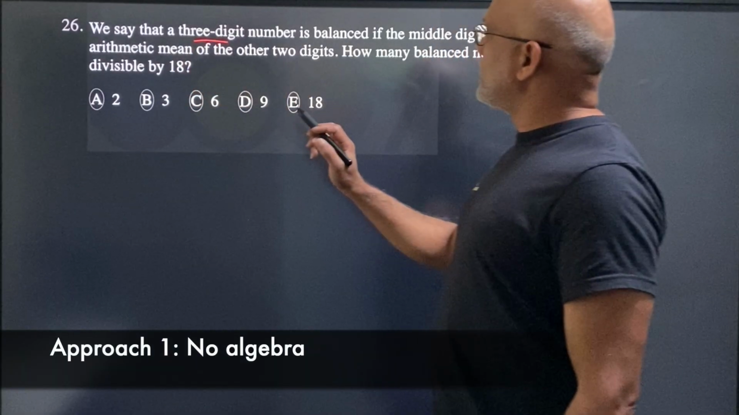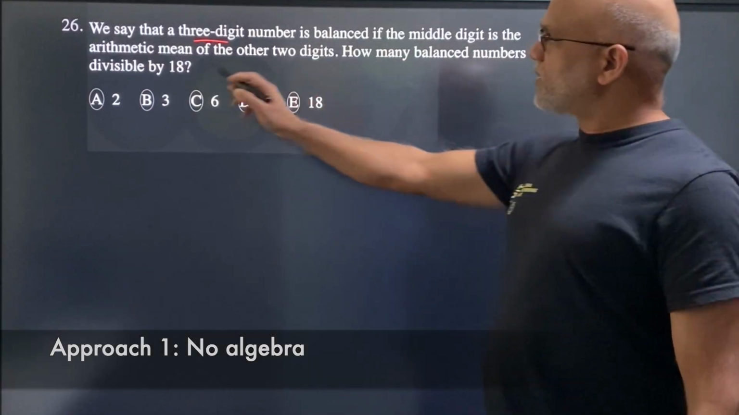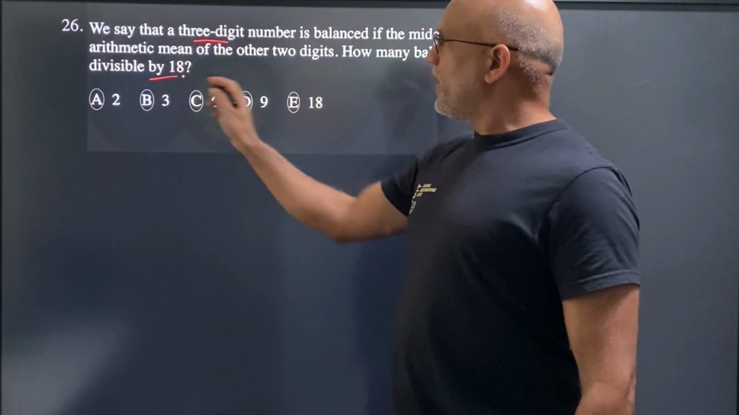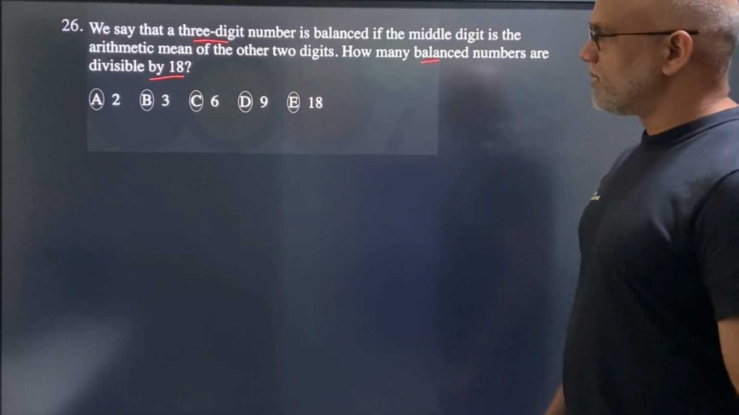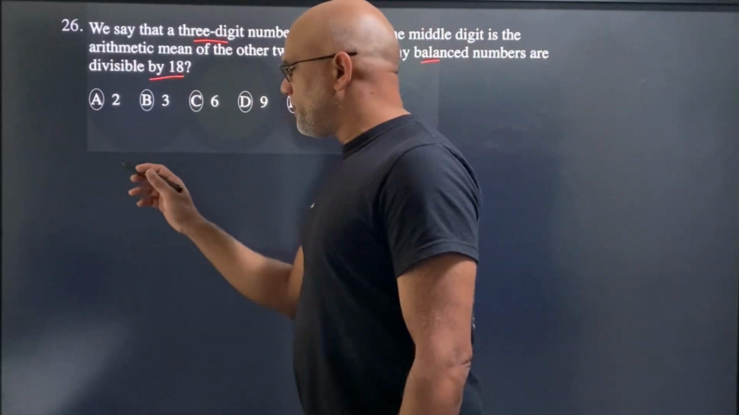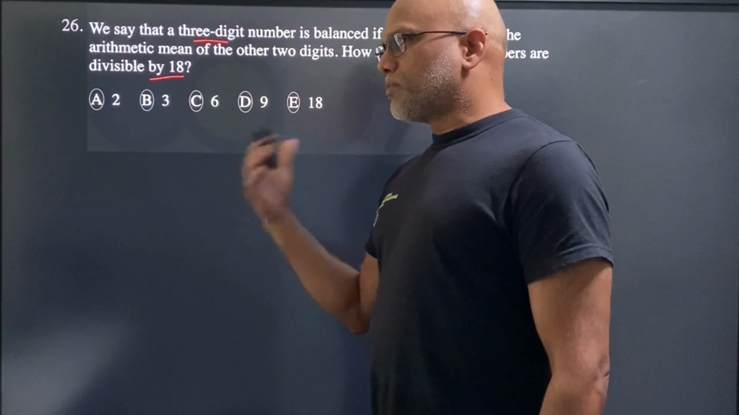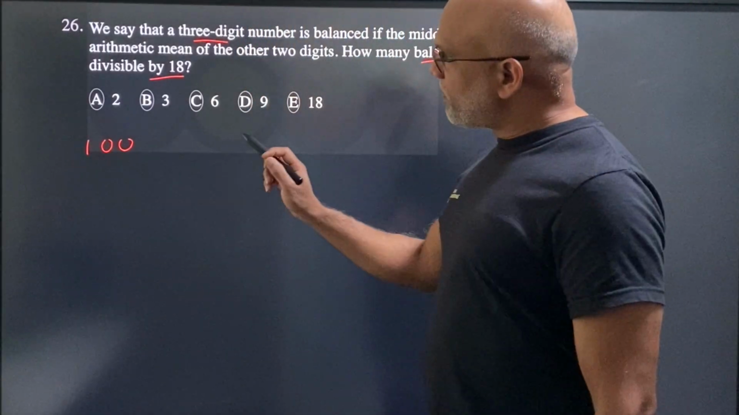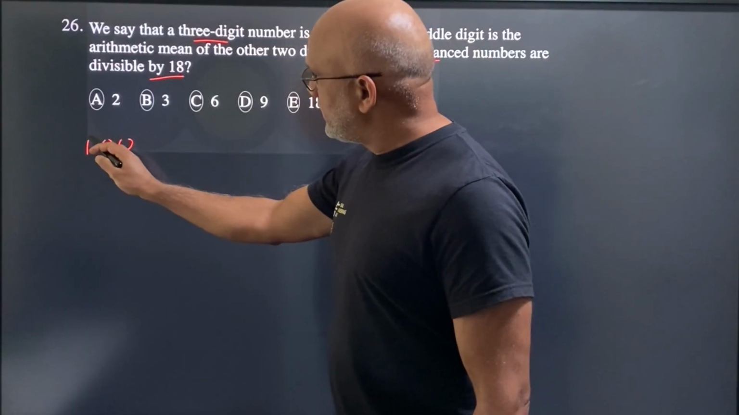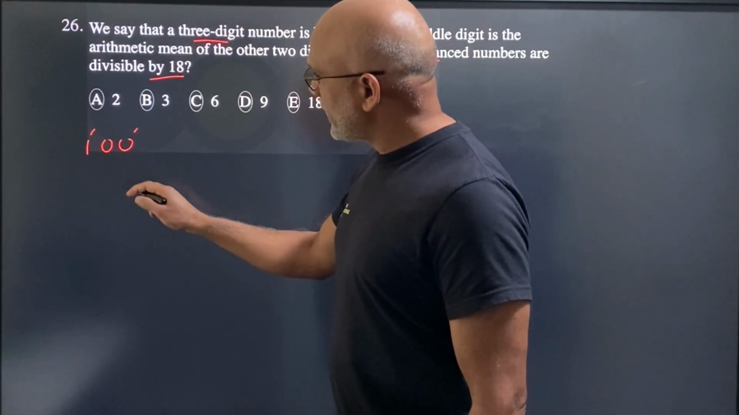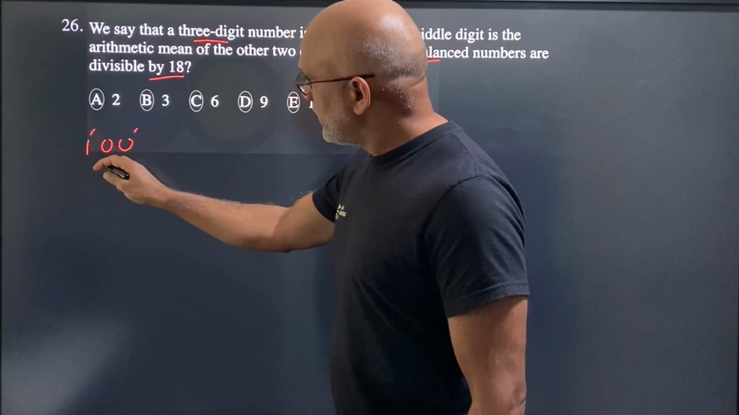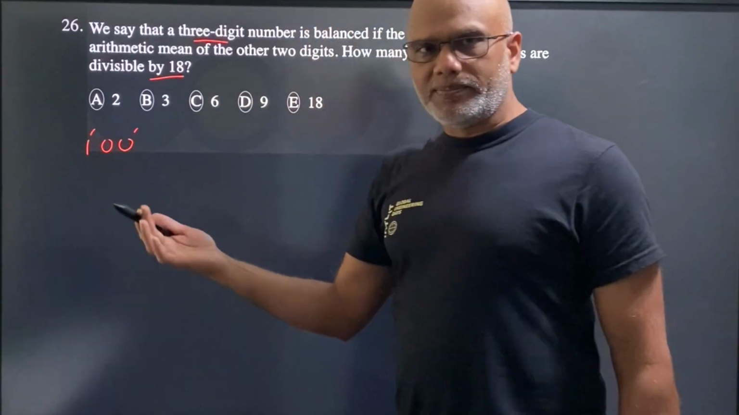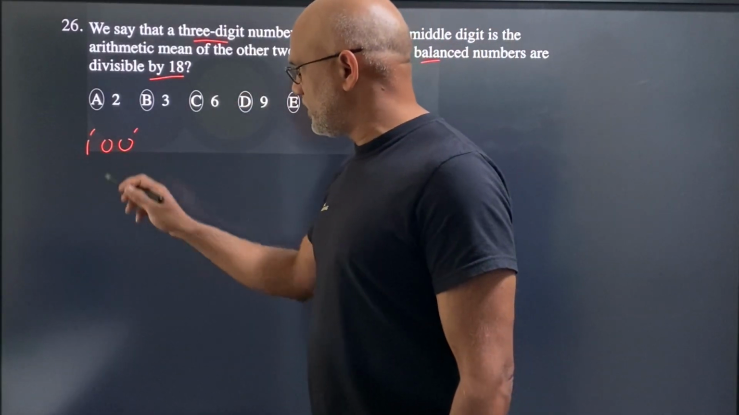We say a 3-digit number is balanced if the middle digit is the arithmetic mean of the other 2 digits. How many balanced numbers are divisible by 18? And it has to be balanced. Okay, we can start with the smallest 3-digit number, which is say 100. And is it balanced? For it to be balanced, this plus this divided by 2 has to be this. But as you can see, it is not. 1 plus 0 is 1, divided by 2 is half. So this is not going to work.